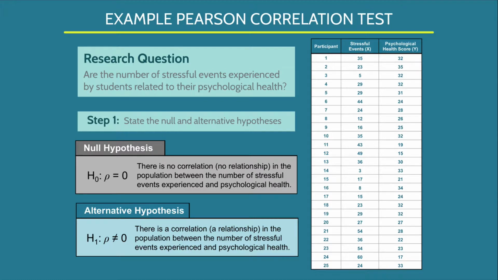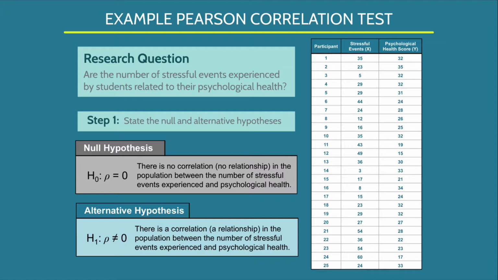Example Pearson correlation test. Using our research question examining the number of stressful events experienced by students and seeing whether or not that's related to their psychological health, let's conduct a Pearson correlation test. Our first step would be to state the null and alternative hypotheses.